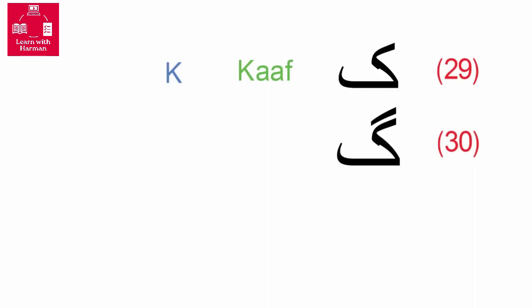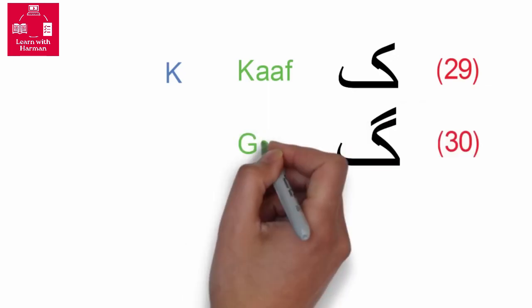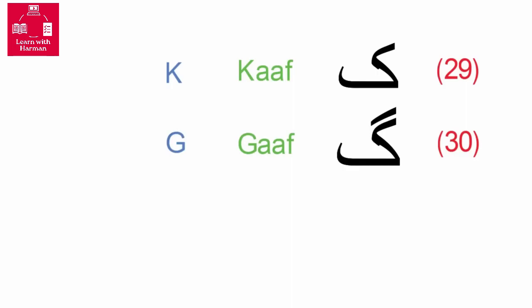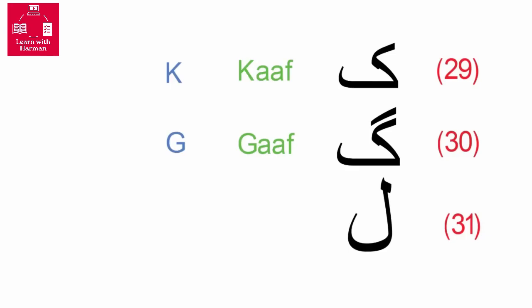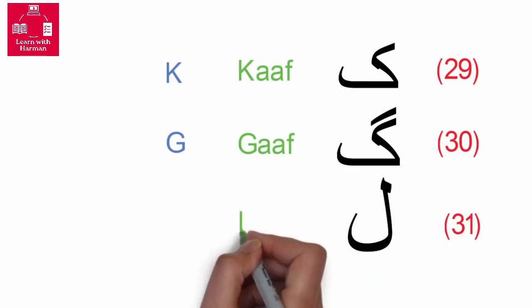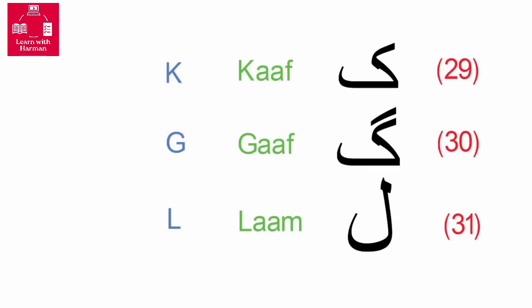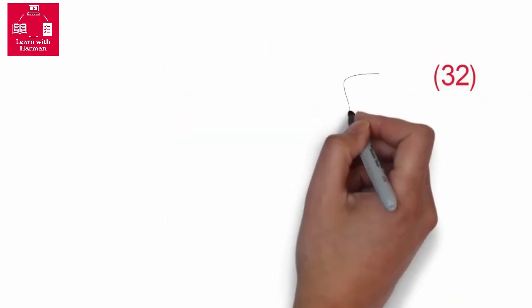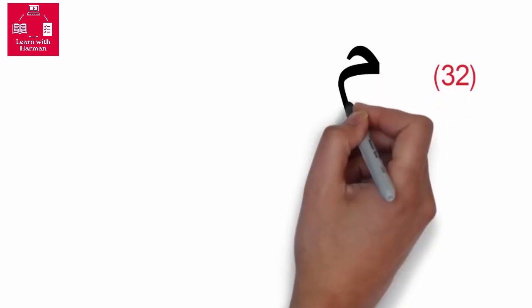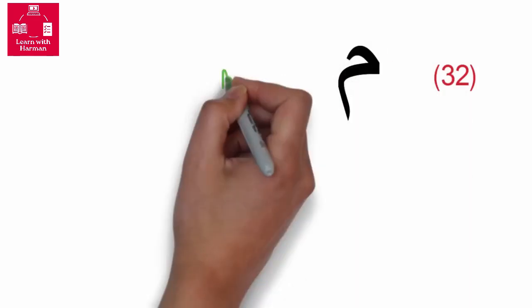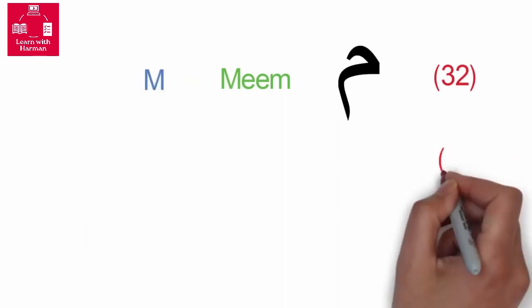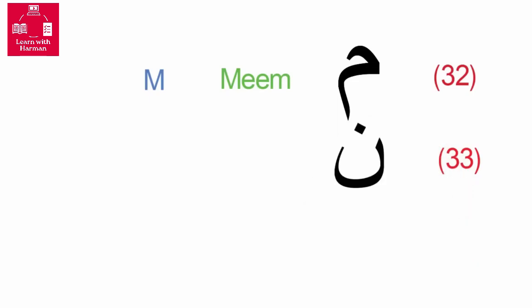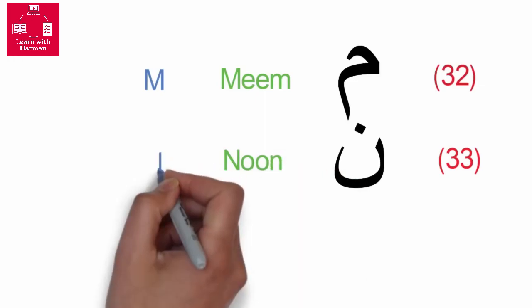Gaf. It's G in English. Lam. It's like L in English. Mim. It sounds M. Noon. It sounds N in English.